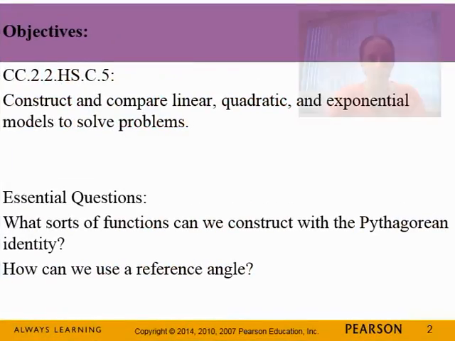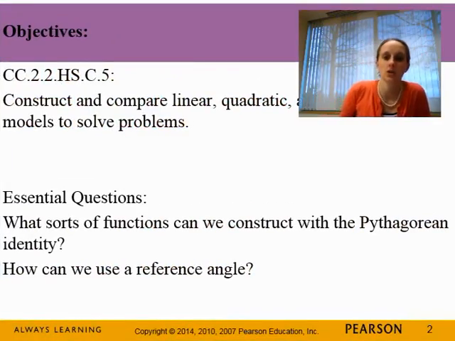Hello, and welcome to Chapter 4, Section 4, Trig Functions of Any Angle. In this section, we're going to construct and compare linear, quadratic, and exponential models to solve problems. Our essential questions are: what sorts of functions can we construct with the Pythagorean identity, and how can we use a reference angle?